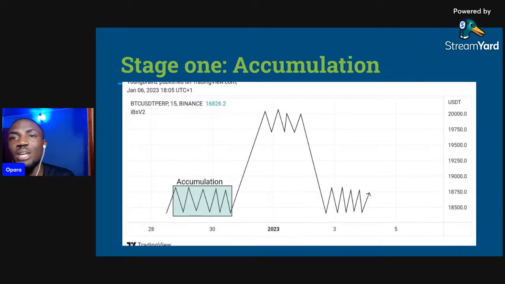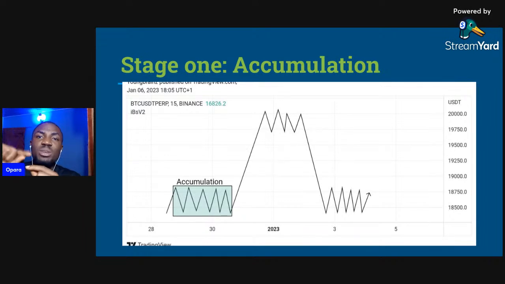The first stage is what? Accumulation, stage 1. That is the stage where the market begins its formation, right? It's characterized by a range or a consolidation, a ranging market. You can see that there's no massive price movement. Yes, the price is moving up and down; remember, we said the crypto market is never static. But the price volatility is not massive enough for you to see any significant move in price action.